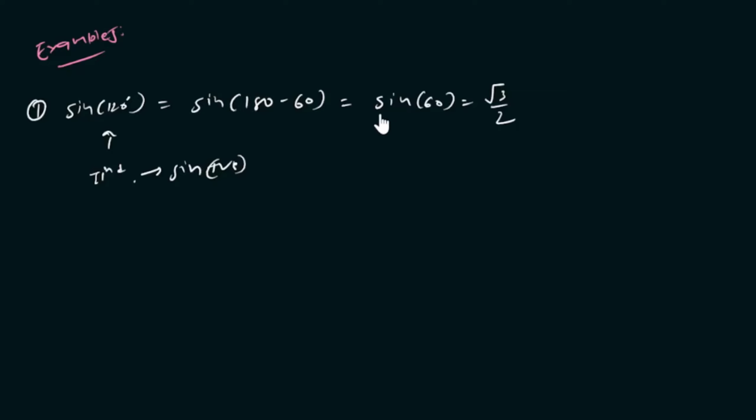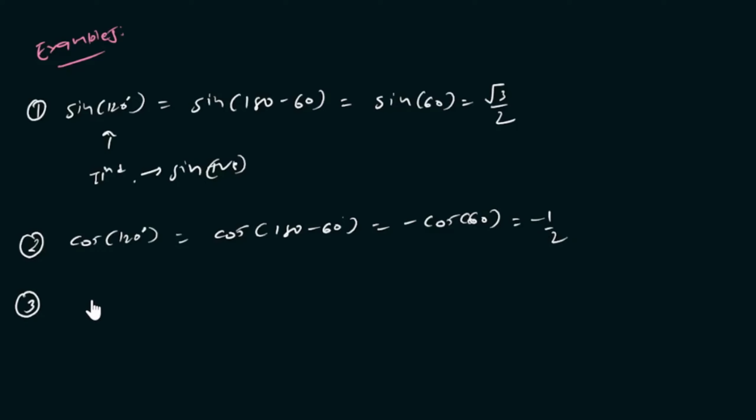So you can just write it as cos(180 - 60). This is also in the second quadrant, and cos is negative in the second quadrant. So you can just put a minus sign here, and this will be -cos 60. It will be minus half.